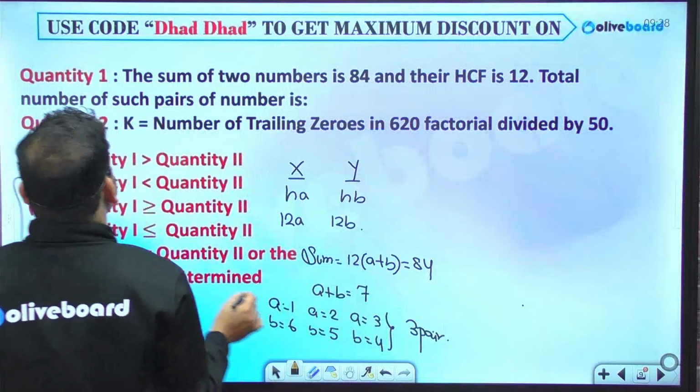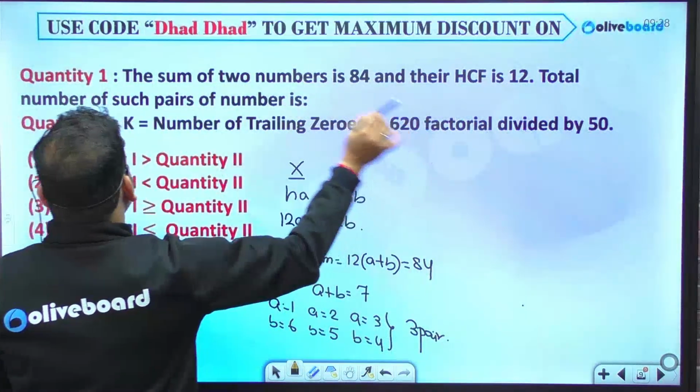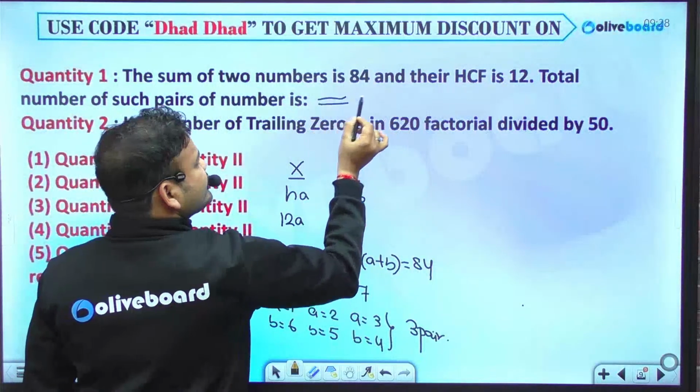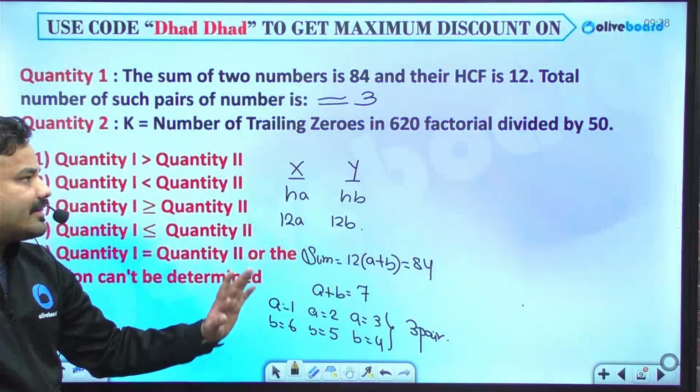And what was the quantity? The total number of such pairs. So total number of pairs is कितना? 3. So the value of this Quantity 1 is 3. टोटल पेयर्स कितने निकल कर आ गए? 3 निकल कर आ गए. ठीक है, अब दूसरा क्वेश्चन क्या कह रहा है?